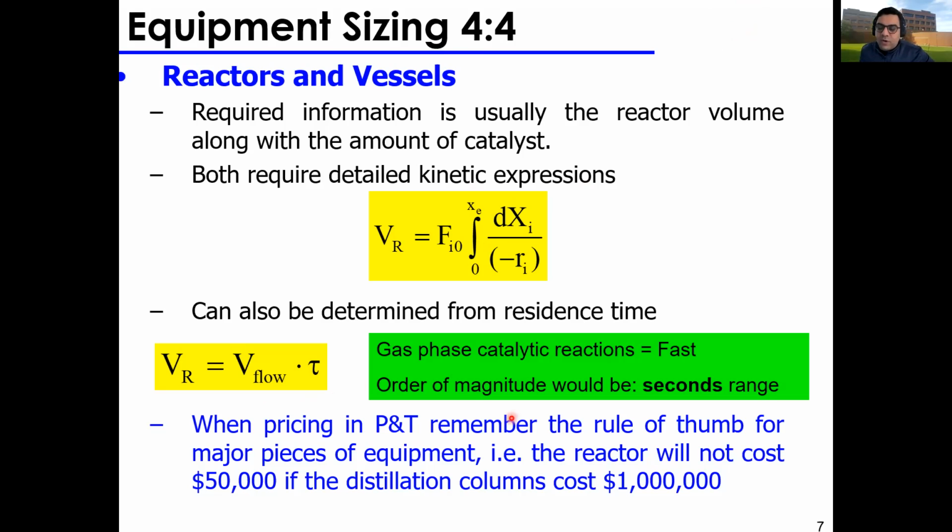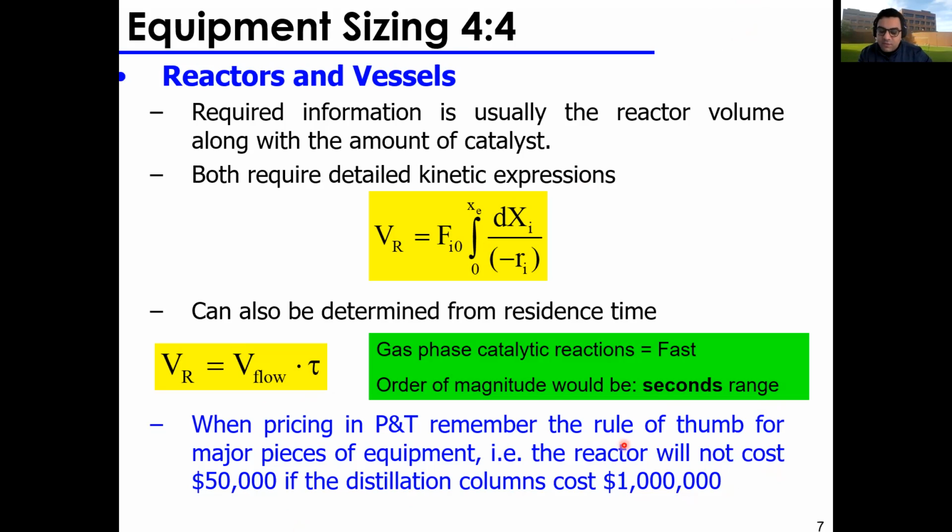Okay, so in pricing in Peters and Timmerhouse, remember the rule of thumb for major pieces of equipment: the reactor will not cost $50,000 if the distillation column costs $1 million. Okay, you need to understand this. If you have pieces of equipment with comparable flow rates, your initial estimate of their costs has to be comparable, right?